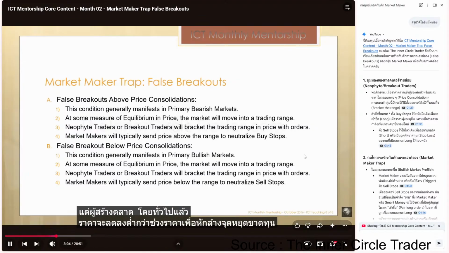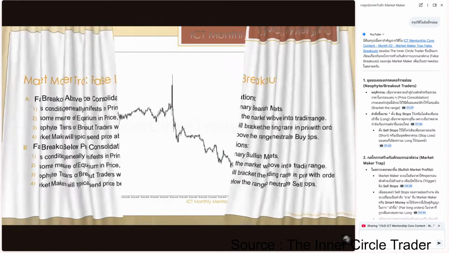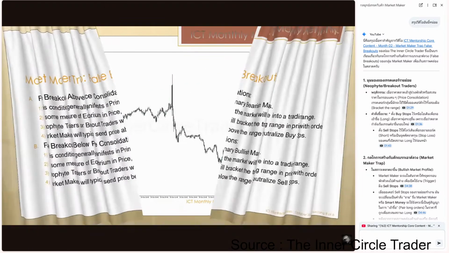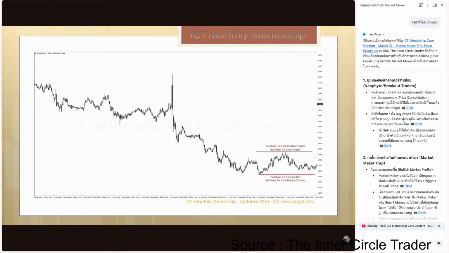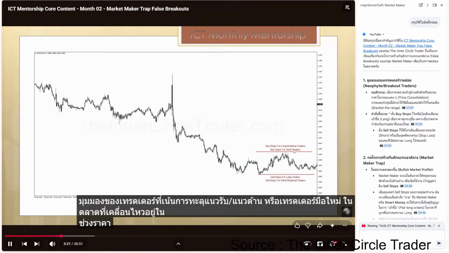Below the range to neutralize the sell stops. So graphically, what I'll show you here is a breakout trader or a neophyte trader's perspective on a market that goes into a trading range.